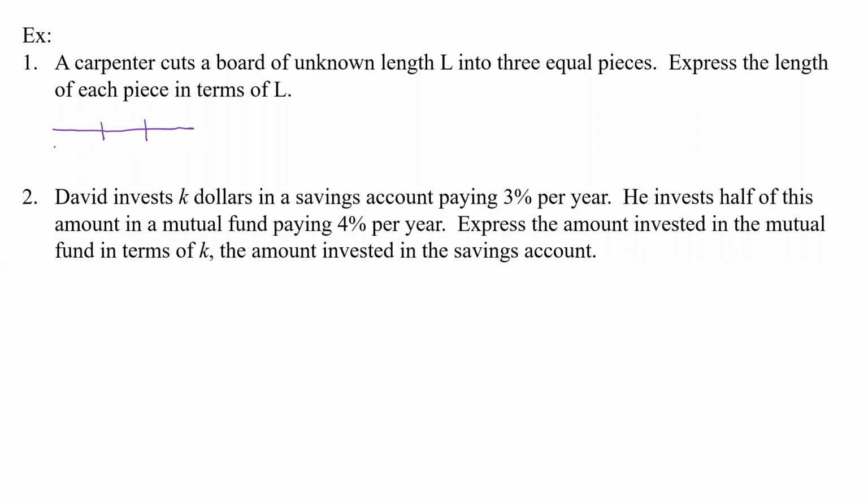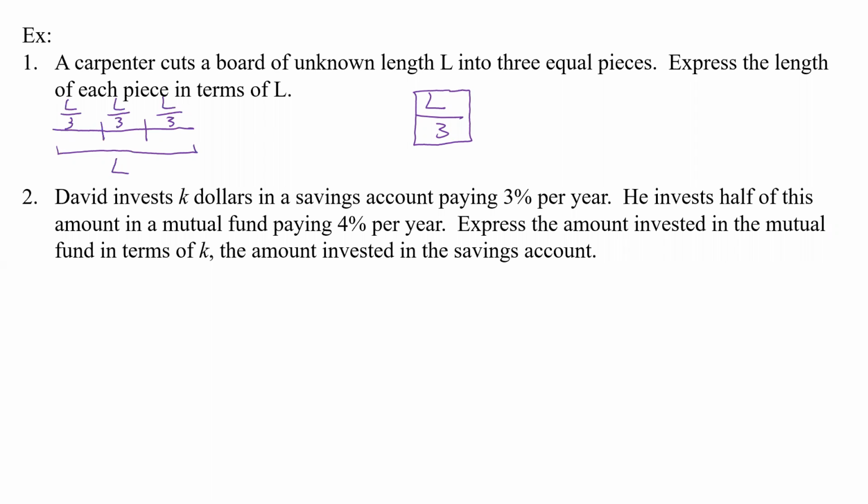Well, if we know that whole thing is L, each piece is how much? Since they're supposed to be equal, if we divide L by 3, that's how much one piece should be. That should be L over 3, and that should be L over 3, and that should be L over 3 because they're all equal. So that plus that plus that will give us L. So our expression for the length of each piece is just L over 3. And so that would be the expression we need to find the length of each one of these smaller pieces.